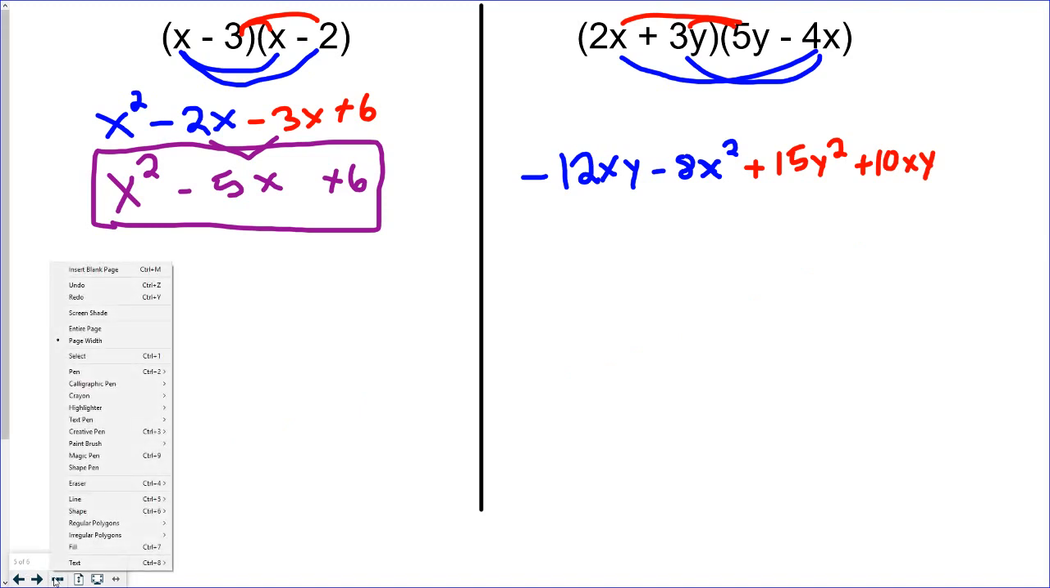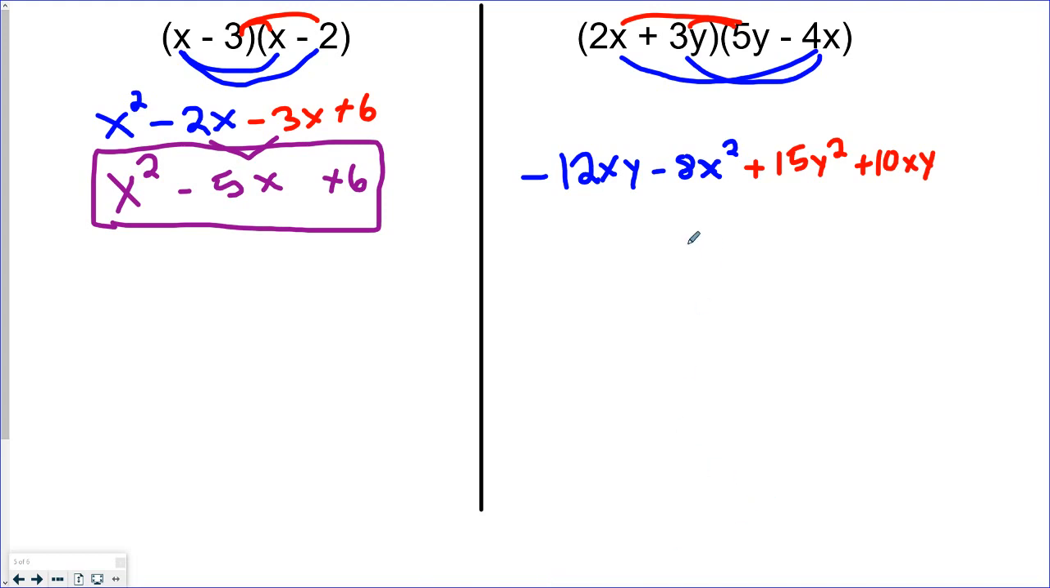And then we start the nice process of pulling things together. There is no other x squared except for this, so I'll have negative 8x squared. There is no other y squared except for this, so I'd have 15y squared.